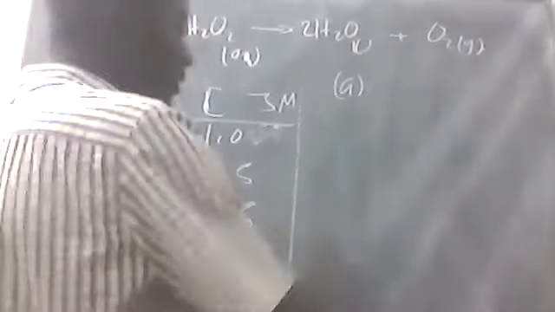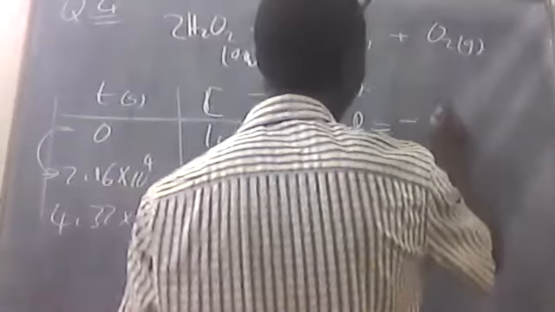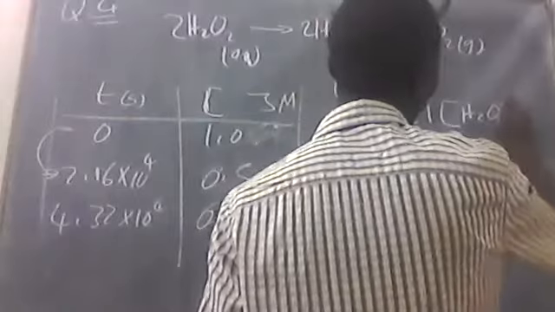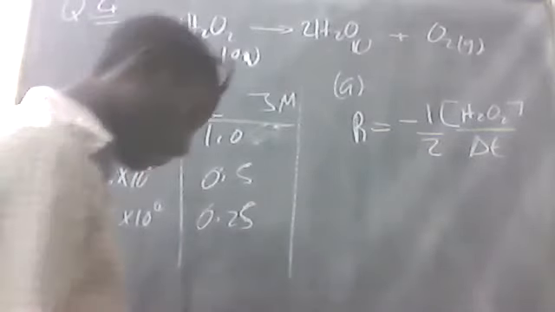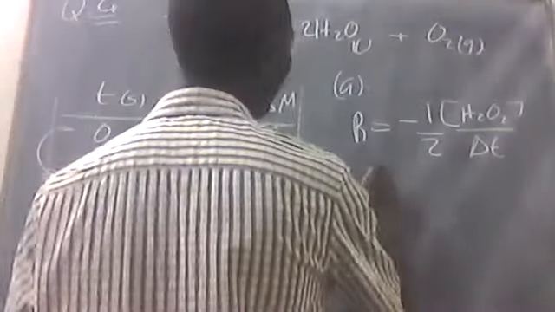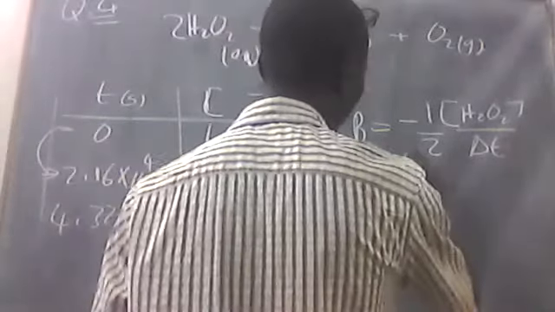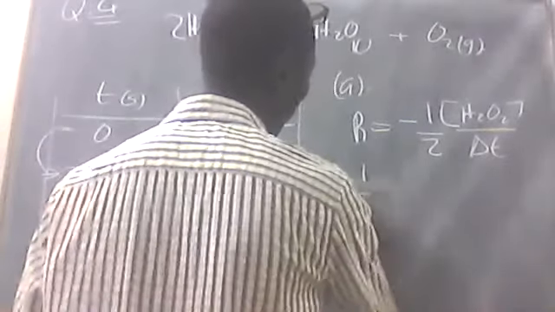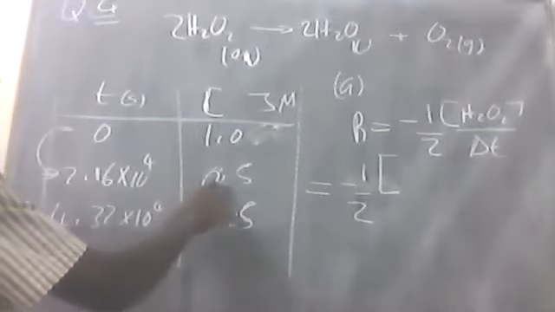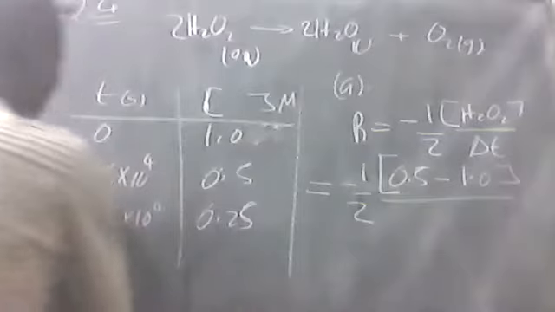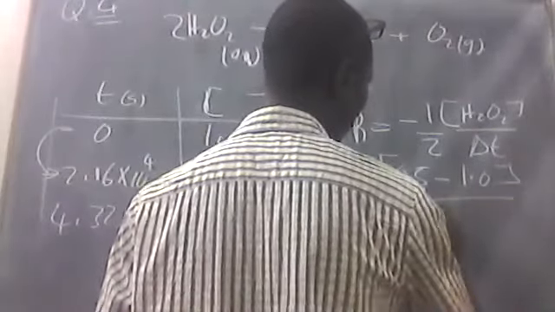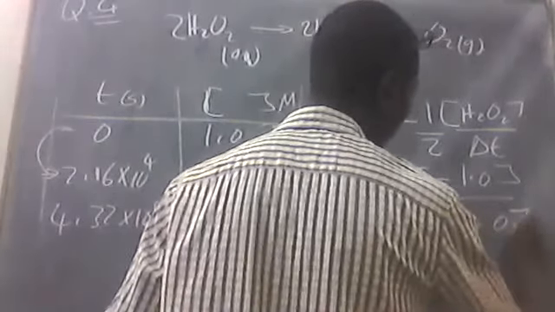You know that the rate of decomposition of the peroxide, say R, is equal to minus 1 over 2 times the change in concentration over the change in time. The change in concentration that we have is 0.5 minus 1.0, over the change in time, which is 2.16 times 10 to the power 4 minus 0 seconds.